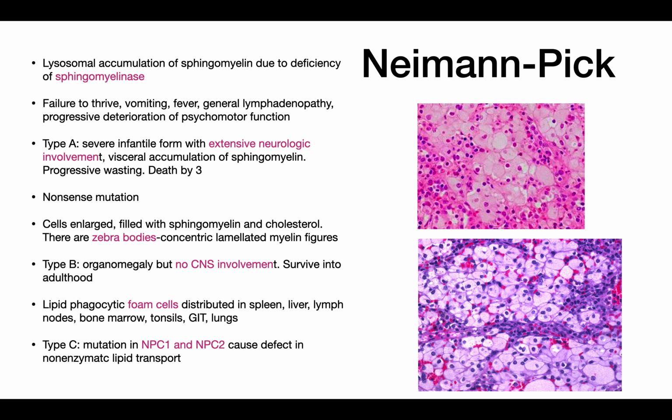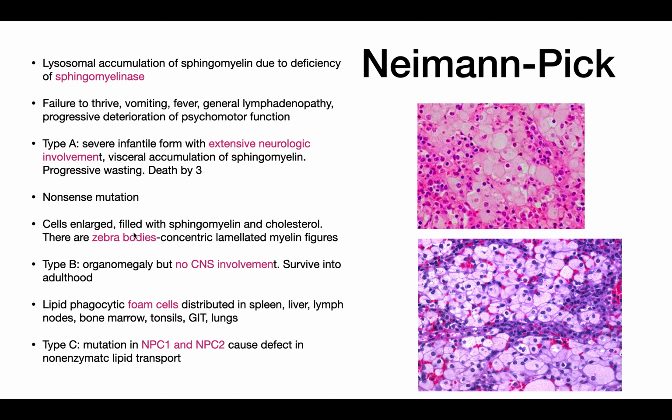Niemann-Pick is the disease with lysosomal accumulation of sphingomyelin due to a deficiency of sphingomyelinase. There's failure to thrive, vomiting, fever, general lymphadenopathy, with progressive deterioration of psychomotor function. Type A is the most severe infantile form with extensive neurologic involvement thanks to the visceral accumulation of sphingomyelin. So there's going to be progressive wasting and death by 3. It's due to a nonsense mutation, so a stop codon is introduced.